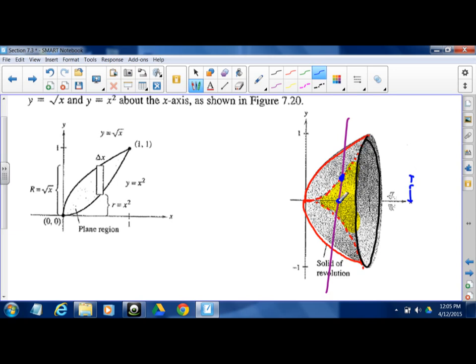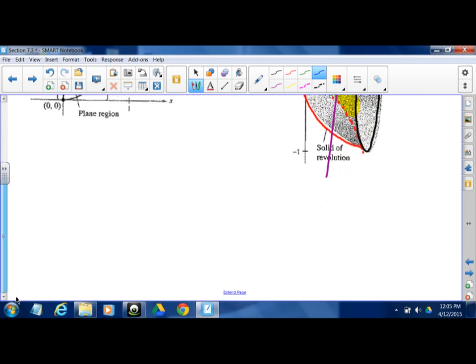Then, from the actual start of the problem, the axis of rotation, to the end of the problem, right here, that is big R. From here down to here. Okay, and big R is given by the curve root x. Let's enlarge our picture. So here we go. Washer.